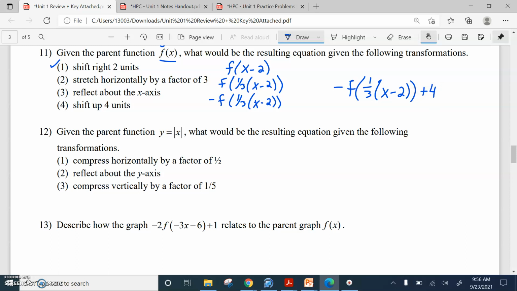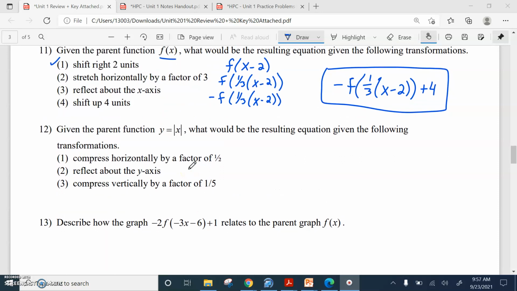Shifting to the right. Stretch horizontally by 3. Reflect about the x. And up 4. We'll go ahead and box it in just because we have a lot of other work being shown. Let's move on to number 12.